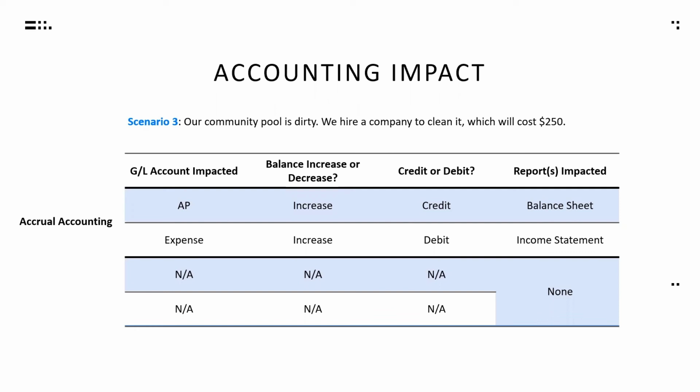In order for me to increase my AP account, which falls under my liabilities, I would credit it. And in order for me to increase my expense account, I would debit it. If I ran reports to see this accounting impact, I can see it on my balance sheet as well as my income statement. As I mentioned before, for the cash accounting method, there's no accounting impact until we have actually made our payment.